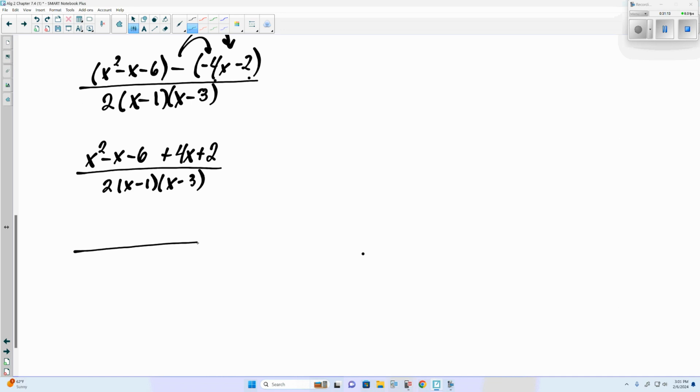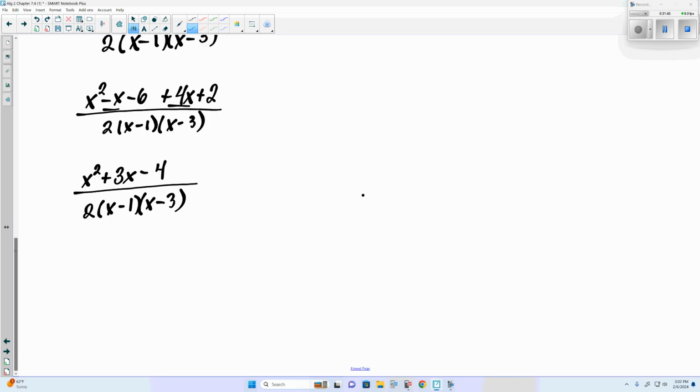Now, for the first time today, we actually do have some like terms. Our x squared does not, so it's just x squared. But our negative x and 4x, negative x plus 4x is plus 3x. Negative 6 plus 2 is negative 4. Questions on how we got to this point?